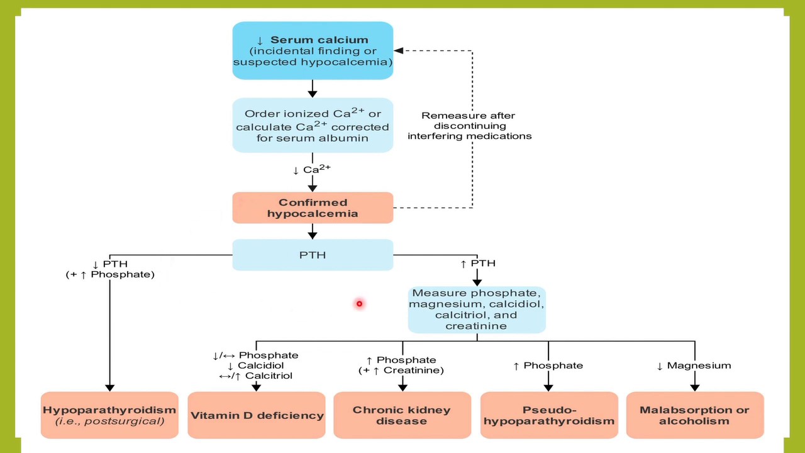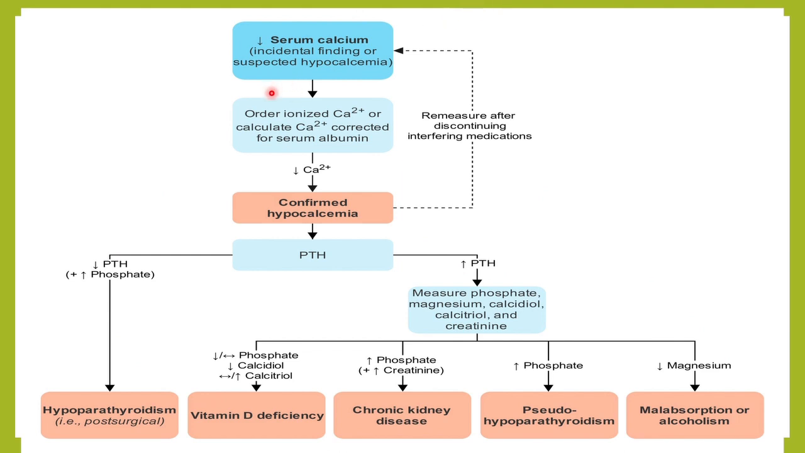So we will see the PTH, whether the PTH is low or the PTH is high. If the PTH is low, it can be hypoparathyroidism, most commonly post-surgical hypoparathyroidism. Suppose a patient is having low calcium, high PTH and the magnesium is also low. It could be a malabsorption syndrome or it could be alcoholism. Patient is having high PTH, low calcium and the phosphate levels are high. So it could be pseudohypoparathyroidism.